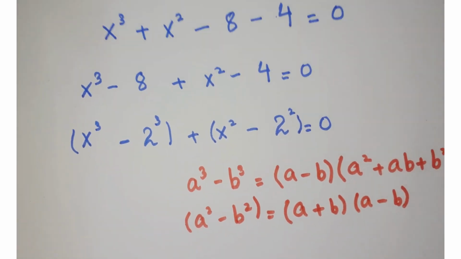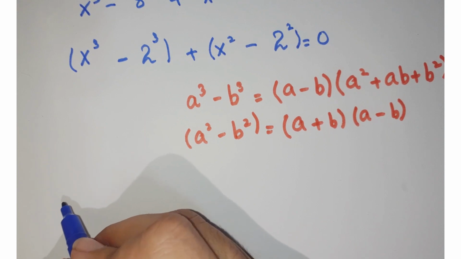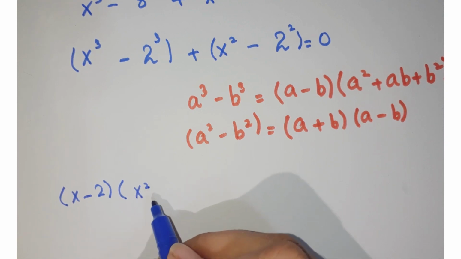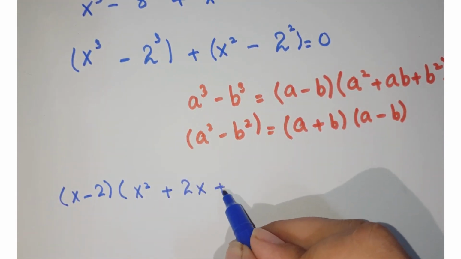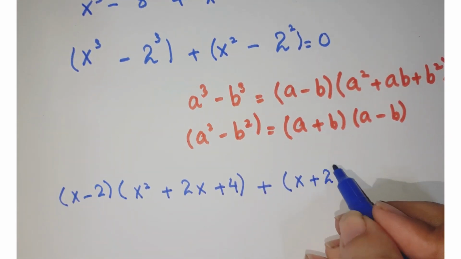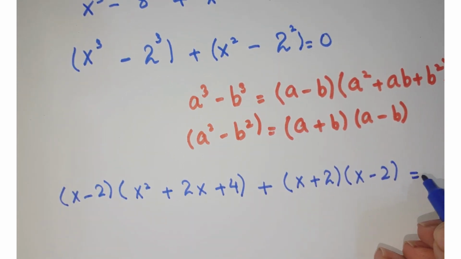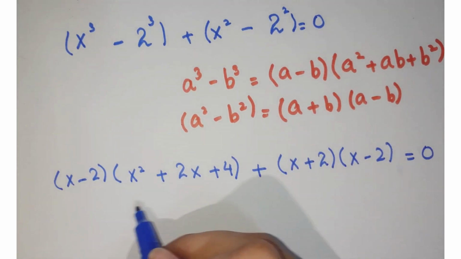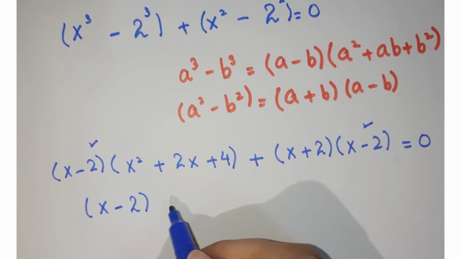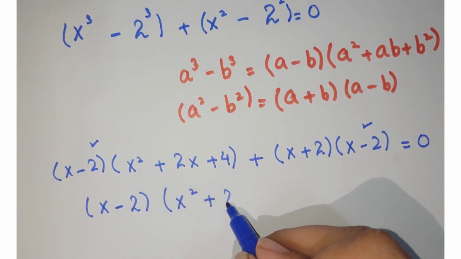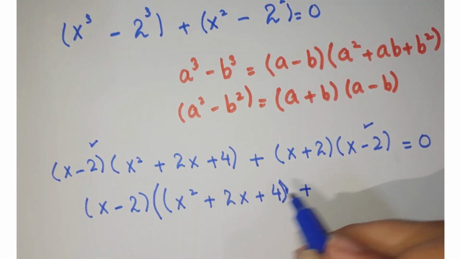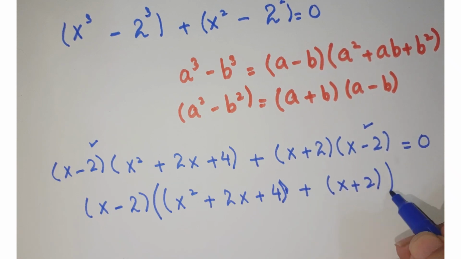Now applying these identities, you can write this x cube minus 2 cube as x minus 2 bracket x square plus 2x plus 4, plus, now apply the algebraic identity here, you get x plus 2 bracket x minus 2 is equal to 0. Now out of these two terms, just take out x minus 2 common. So you are left with x square plus 2x plus 4 plus, here you are left with x plus 2 is equal to 0.